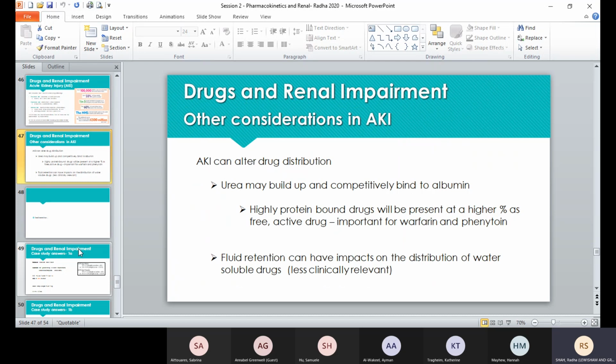So AKI can alter drug distribution. Urea may build up and competitively bind to the albumin. Highly protein-bound drugs will be present at a higher percentage as free active drug, important for warfarin and phenytoin. Fluid retention can have impacts on the distribution of water-soluble drugs.